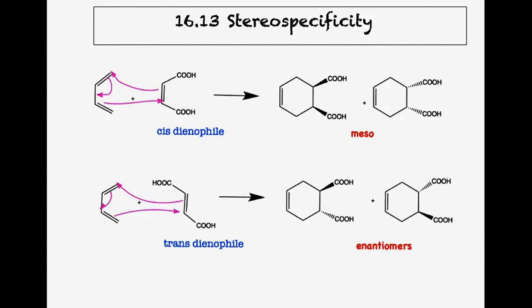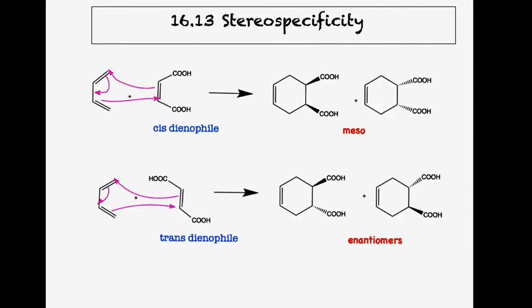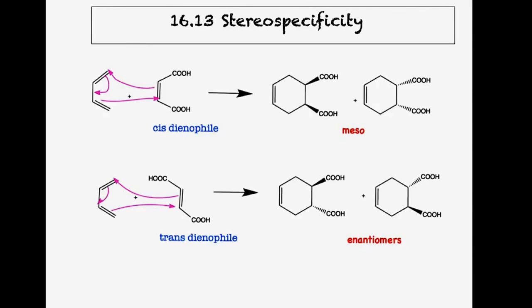Now we'll look at stereospecificity in a Diels Alder reaction. So in our first example here, we have a reaction with a cis dienophile. This means that the substituent groups in the dienophile are on the same side. Because they're on the same side in the reactants, they end up on the same side in the products. And because you could have either this product or this product, both of these products are the same and are called meso or identical products.